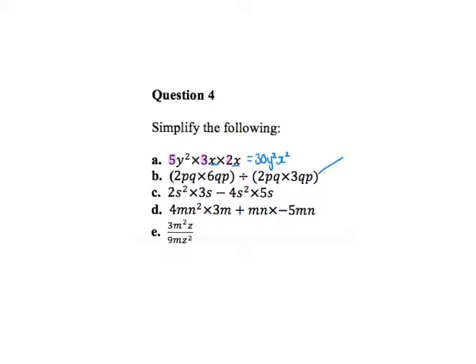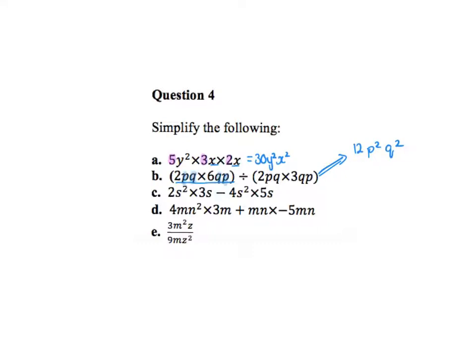Okay, with this next one, they're asking us to divide. So the best thing to do is first maybe do the multiplication. So I'm going to do 2 times 6, which is 12. And then I've got P squared, Q squared, because I've got 2 of them there. If you look, I've got P and P and Q.